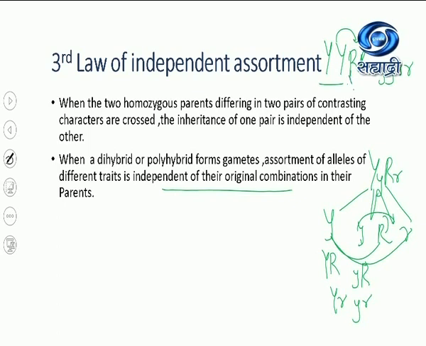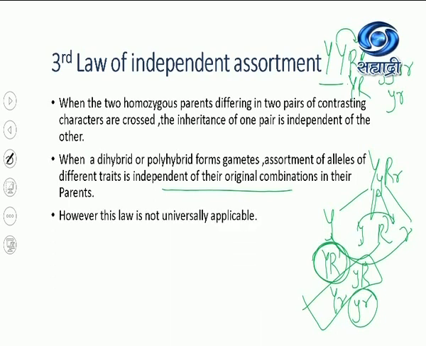So what does this show? What was the original combination? Capital Y, capital R. This is similar to the parent. What was the second combination? Small y, small r. This one is similar to the parent too, but these two other combinations are new combinations, different from the original ones. This is nothing but the law of independent assortment.